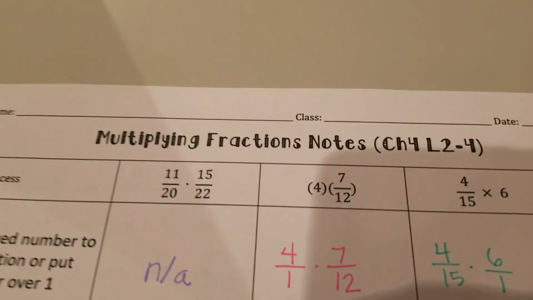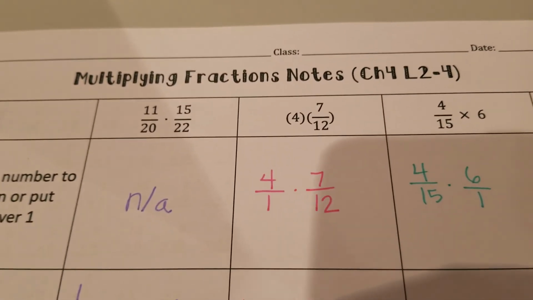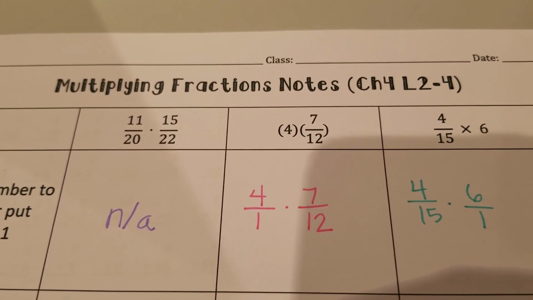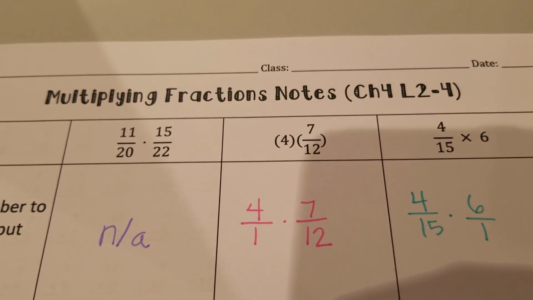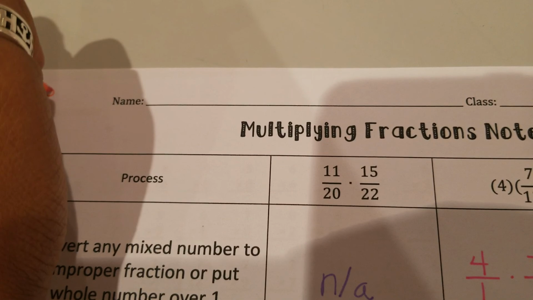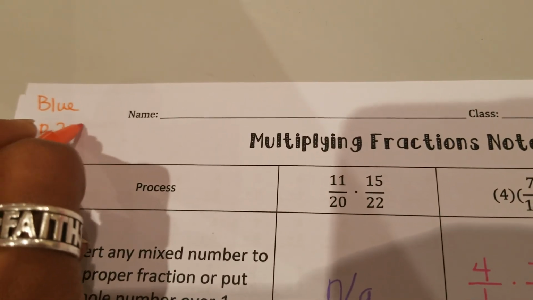And this is multiplying fractions. This paper is blue in your notes, and you will fold it in half and glue it on page 21 in your notebook. Again, your page is blue, and then you're going to glue this on page 21 in your notebook.